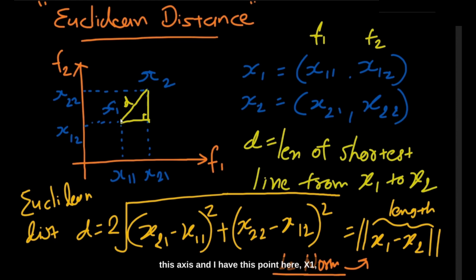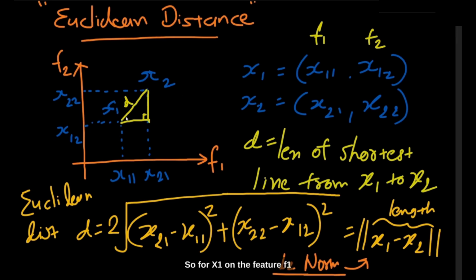and I have this point x1 here and this second point x2 here. If I want to find the distance from x1 to x2, how do I do it? This is nothing but the simple Pythagoras theorem that we can apply to find the shortest distance from point x1 to x2.